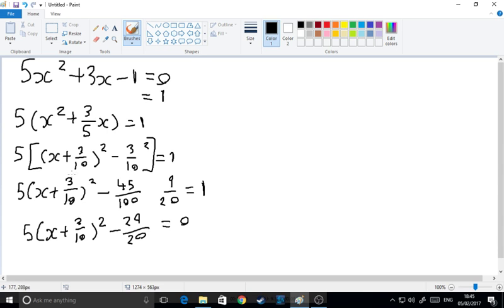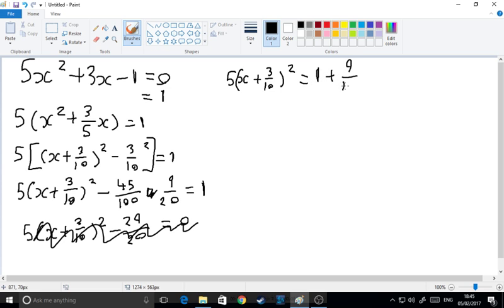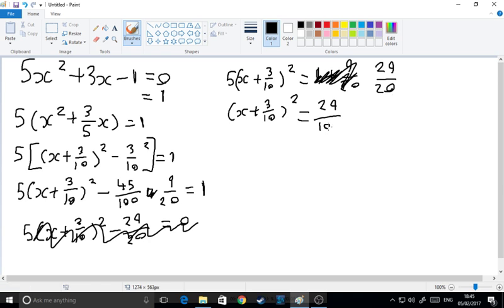So we just revert what we did here and we take it over, so we'll have 5x plus 3 over 10 squared. We take over the minus 9 over 20 is equal to 1 plus 9 over 20. So you would get positive 29 over 20. We divide that side by 5, so it would get x plus 3 over 10 squared is equal to, divide by 5. When you divide a number like this by 5, you basically times the denominator by 5, so you would get 29 over 100, right?